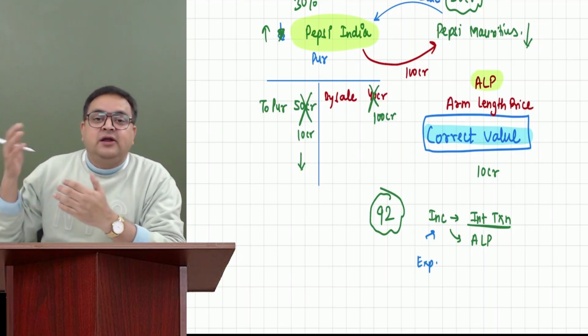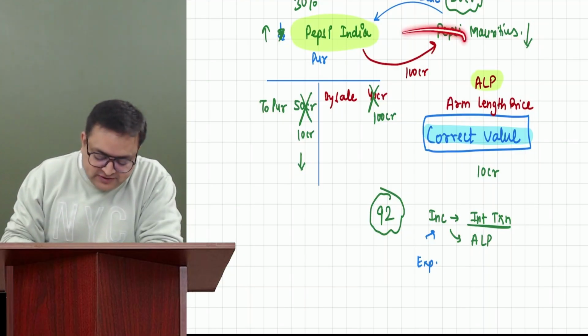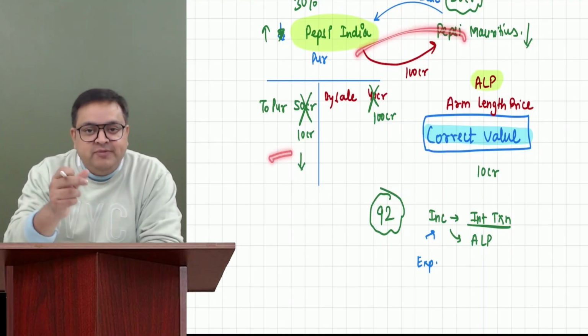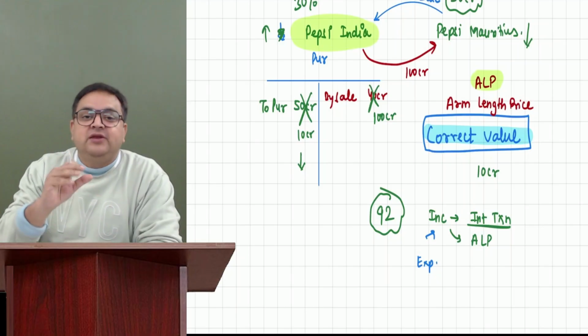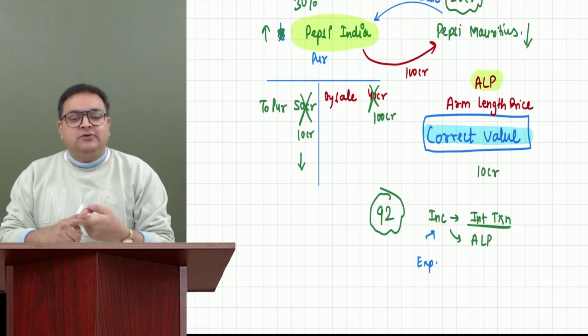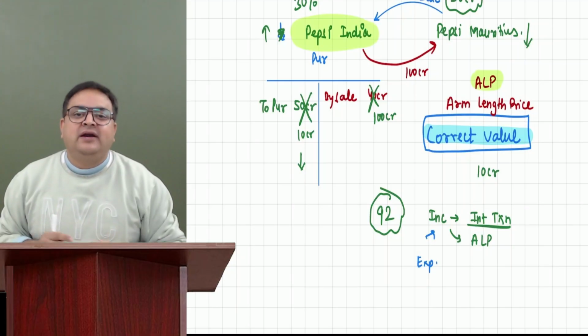Let's say you have taken a loan from outside, right? So the rate of interest which you are paying should be at the arm's length price. It should not be inflated. Please don't inflate your expenses. So please tell me, is it only income, or should expenses also be considered at arm's length price?